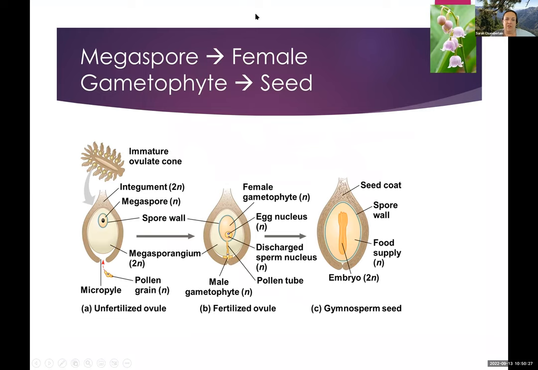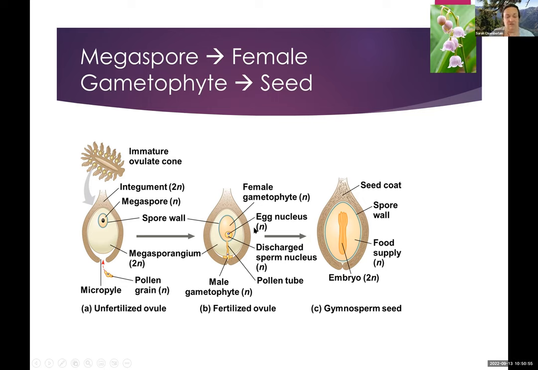And so here's a little picture that's focusing on, I like this picture because it's focusing on the megasporangium, right? Which makes the megaspore, and that megaspore becomes a female gametophyte because spores always become gametophytes. And that female gametophyte then undergoes mitosis to produce an egg.